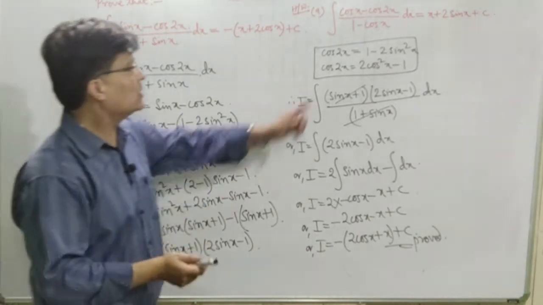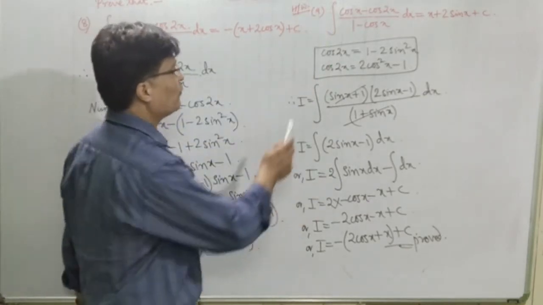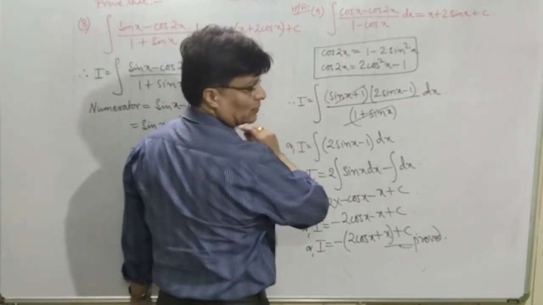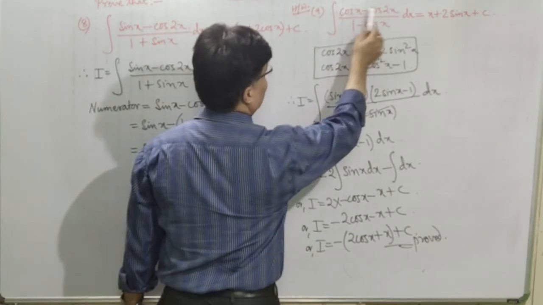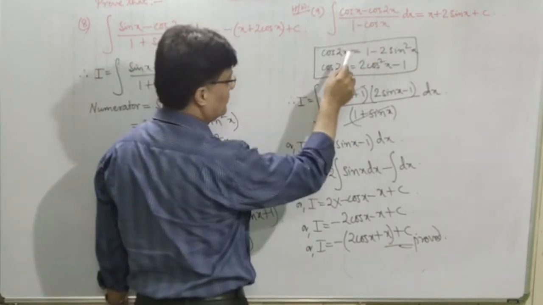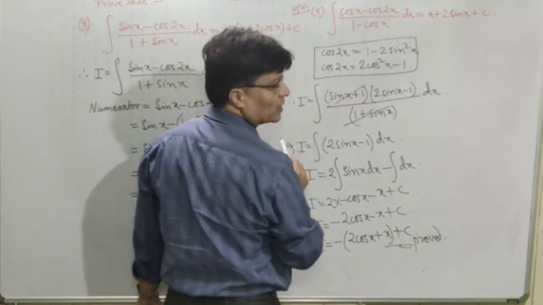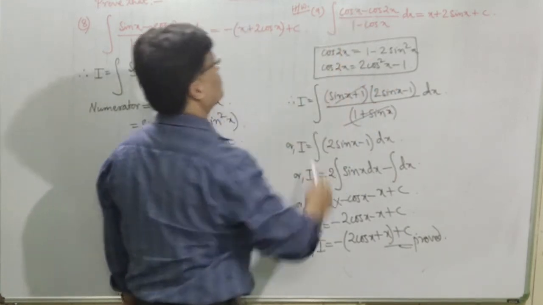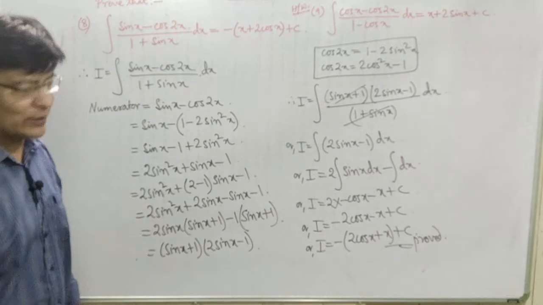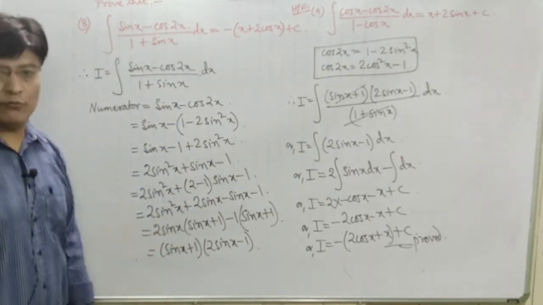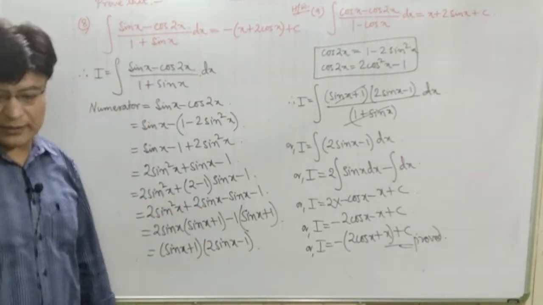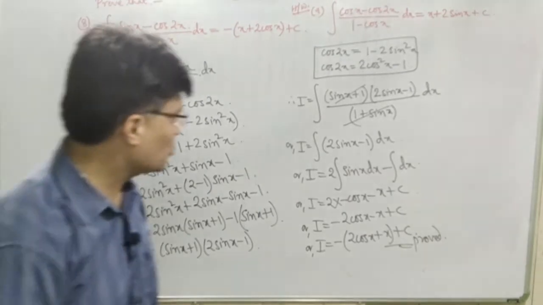Similarly you can do number 9. So for this cos 2x, you have to express cos 2x in terms of cos x. That means in this case you have to use cos 2x is equal to 2 cos square x minus 1. So similarly you can do this question number 9. Okay, so question number 9 is your homework. So you can copy it. Now we'll do the next question.